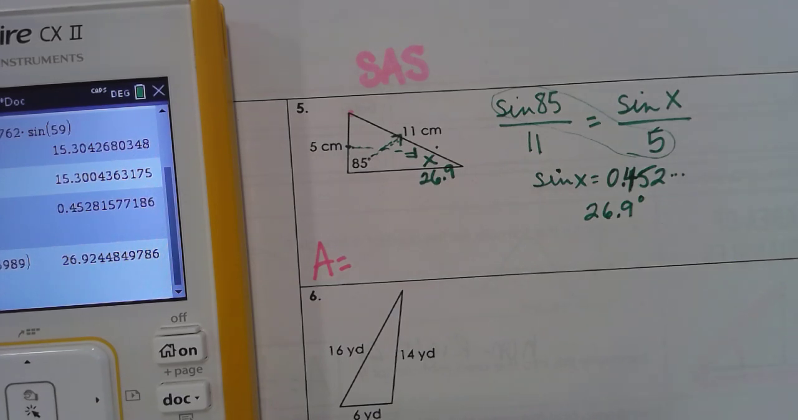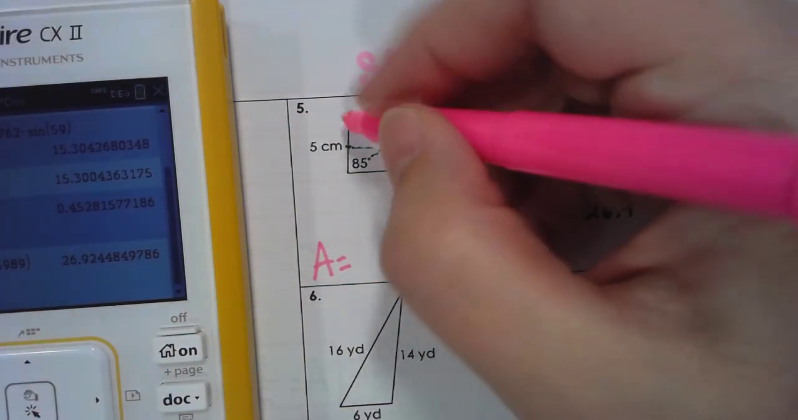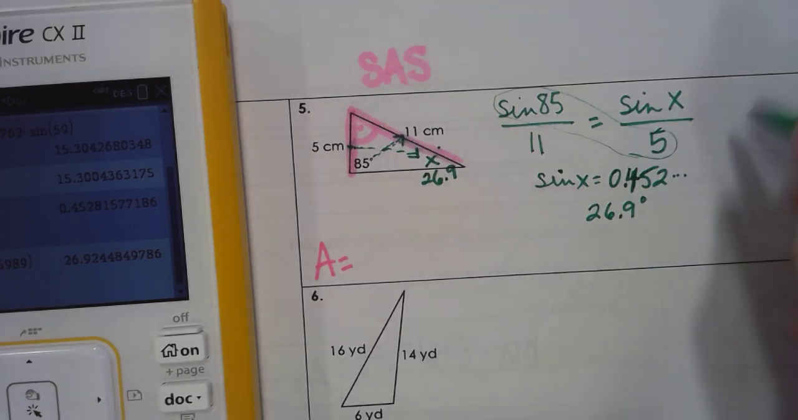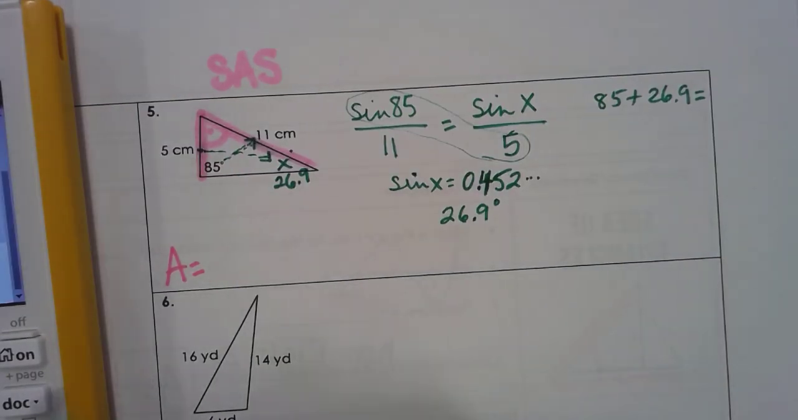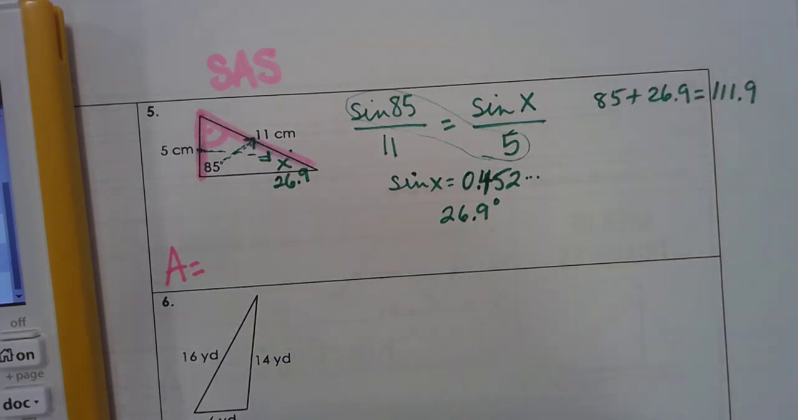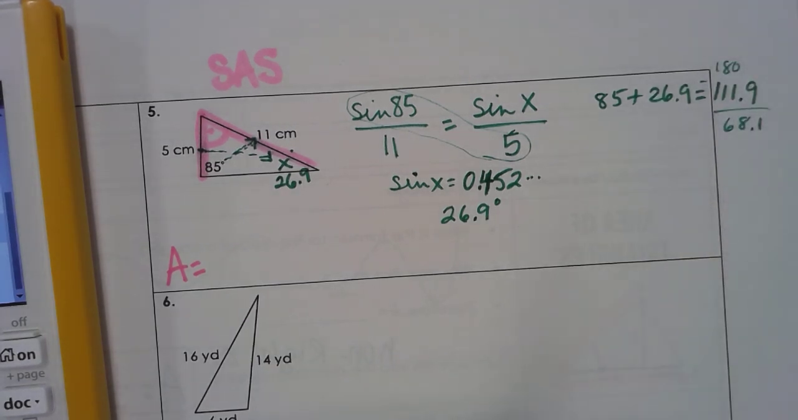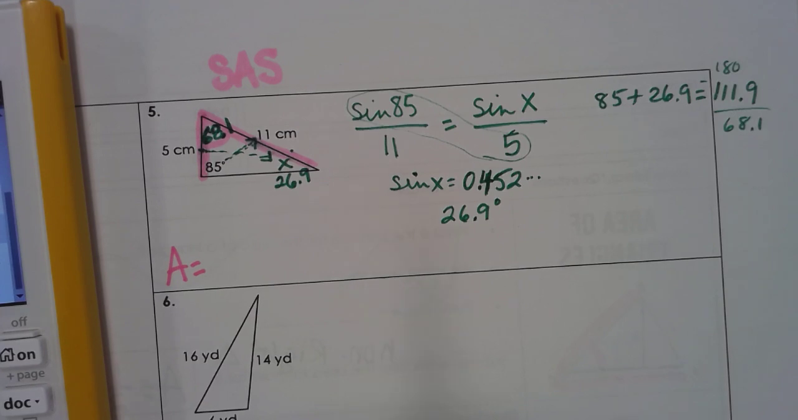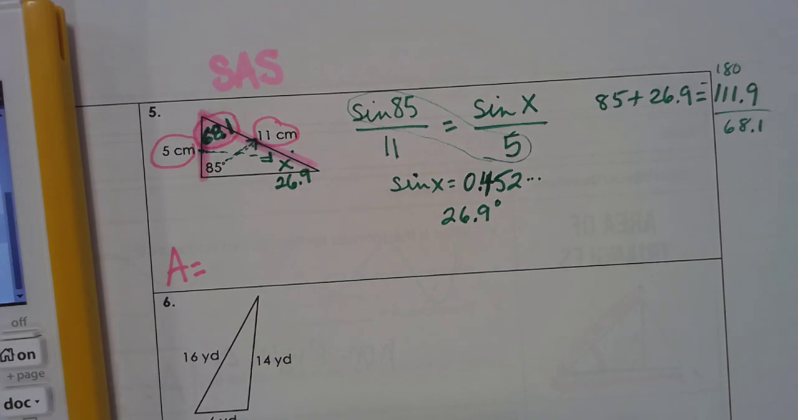We have 2 sides and 2 angles, but they're not in the right order. So you want to just find this third angle? And then we can do the 5 and the 11 and this, so we don't have to worry about finding that other side. Yeah. So 85 plus 26.9 is 111.9. Take away from 180. And then we're going to use the 5, 68.1, and the 11.